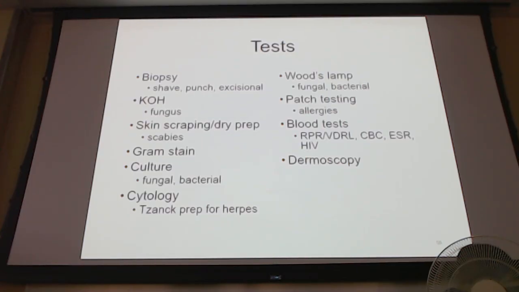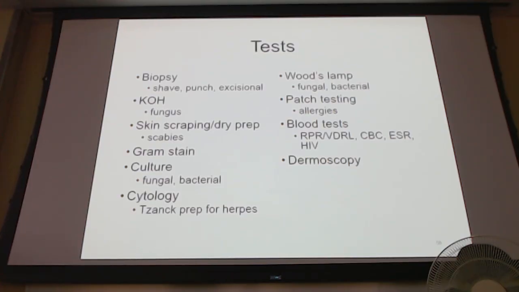Fungal stuff. We're always going to want to get some of the lab of that KOH so we can see that, okay? Skin scraping, gram stain, culture, cytology, so that Tzanck prep for herpes, that's a special test for that. Wood's lamp, we're going to put the light on it and see, is it turning red? Is it staying the normal color? Is it turning green, Pseudomonas? That's what we can do.